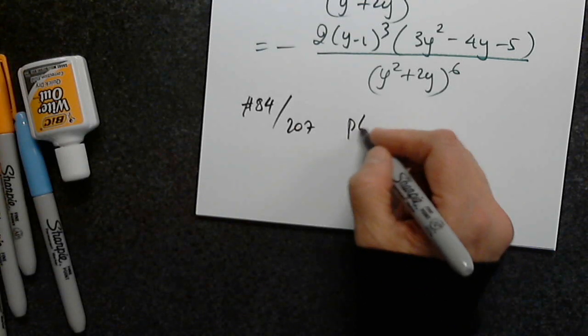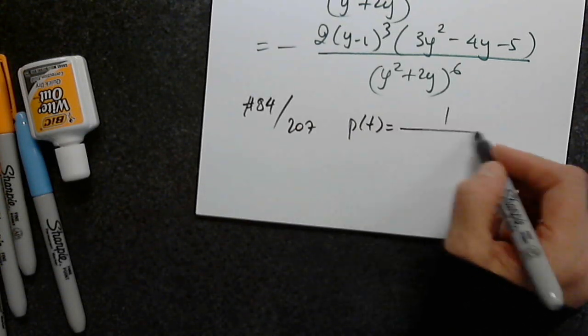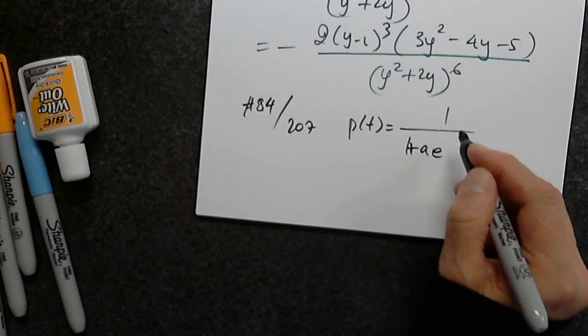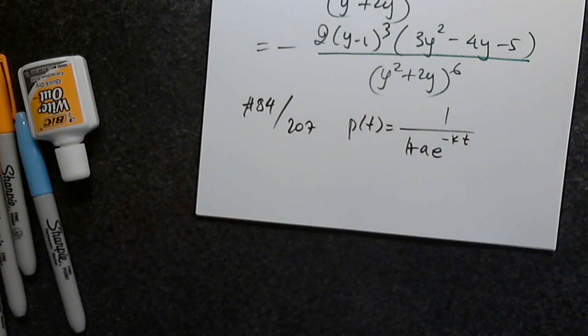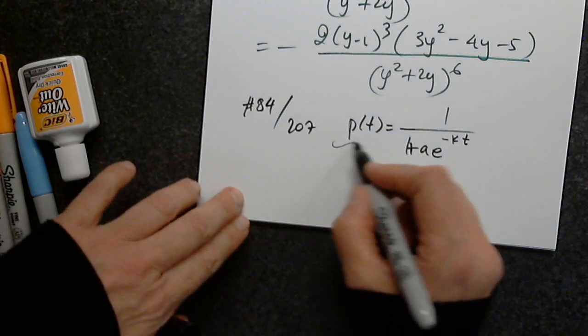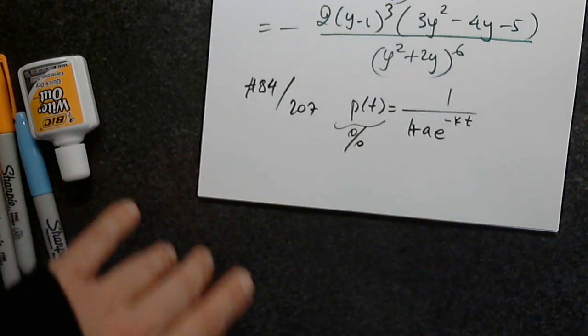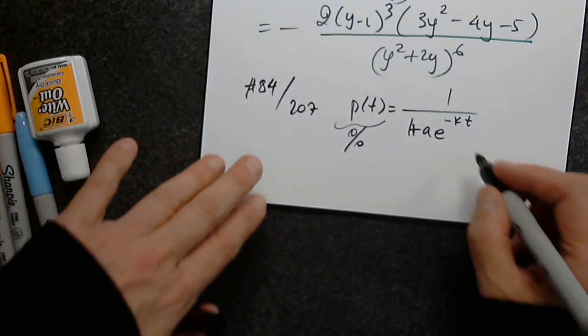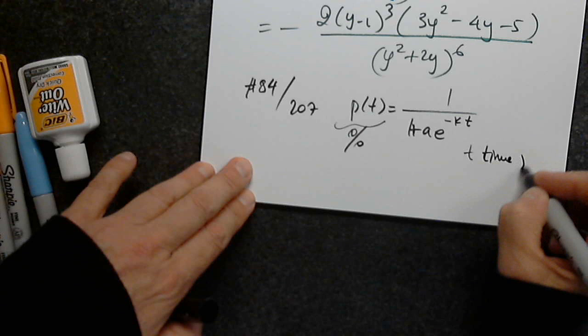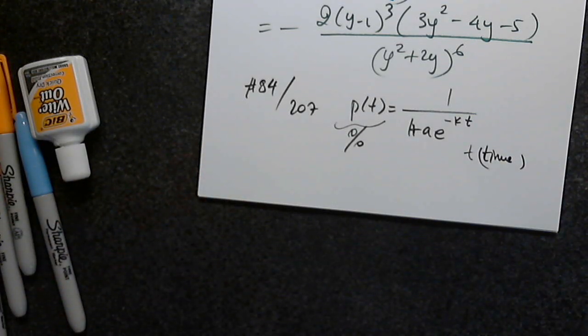P of t equals 1 over 1 plus a e raised to negative kt. So P of t is a proportion. So I make myself notes. It's a proportion that knows around time t. So t is time. Okay.